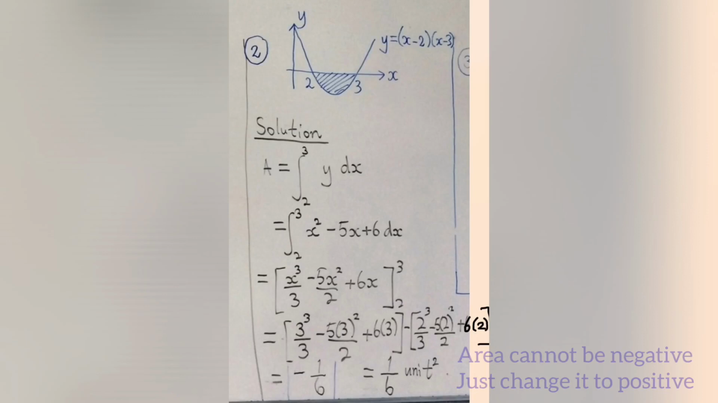Okay, in this case, you'll get area in negative. But because area cannot be in negatives, you just change the negative to become a positive number. So the final answer will be 1 over 6.